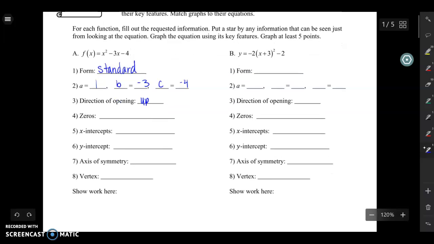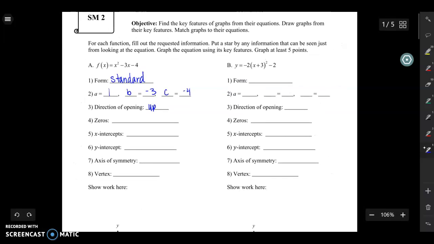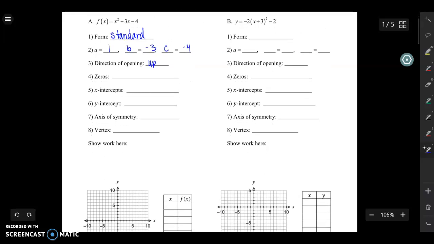Now I need to find my zeros. So remember, our zeros are like our x-intercepts, and the way we find our zeros is we take our equation and we set it equal to 0. And there's several different ways that we can solve this equation. We could try to factor it for one, or we could use the quadratic formula. So I'm going to do a practice using the quadratic formula so we can see and remember what that looks like.